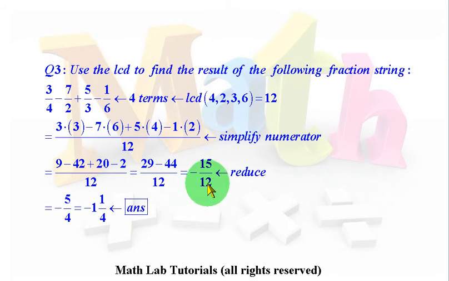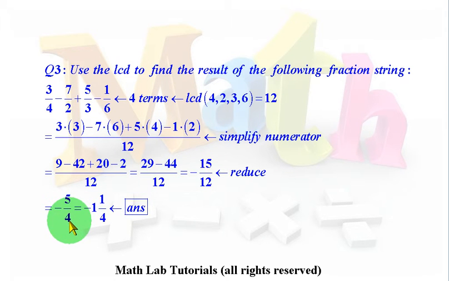Now, 15 over 12 can be reduced. Why? Because we know that 3 goes into 15 5 times, so we put a 5 down. And 3 goes into 12 4 times, so we put a 4 down. So 15 over 12 reduces to 5 over 4. And of course, that minus sign just gets dropped down over here.